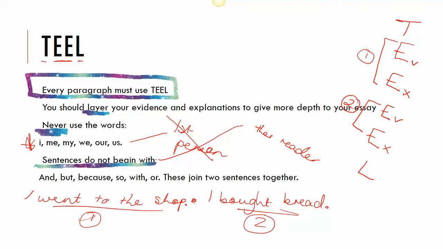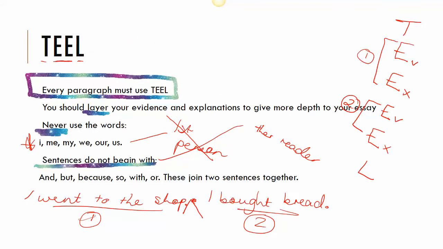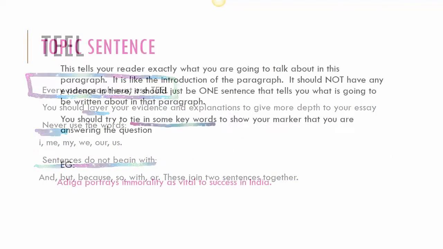But what I can do is turn them into one sentence by using a conjunction, like and. I went to the shop and I bought bread. Makes sense. They do not start a sentence though. They join sentences together. Okay? So be mindful of that. Cool. Alright, let's look at topic sentences.